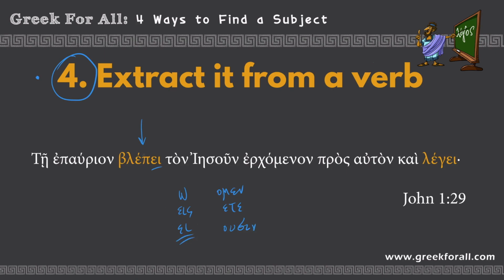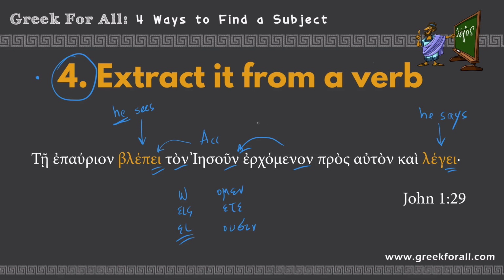Whenever I see a verb, actually any verb, I always give it a temporary proper pronoun. Here it's third person singular, so he sees, and if I find the subject later, I replace this he with that subject. But in this sentence we're not going to see our subject, so this will be our subject. Let's just continue. Ton Iesoun, this is clearly the accusative case, so this is the direct object of this verb. So he sees Jesus. Erchomenon, another accusative participle which modifies this accusative. He sees Jesus coming, pros auton, to him, to John the Baptist, and legei, another verb with the same ending as we had right here, third person singular, and he says.